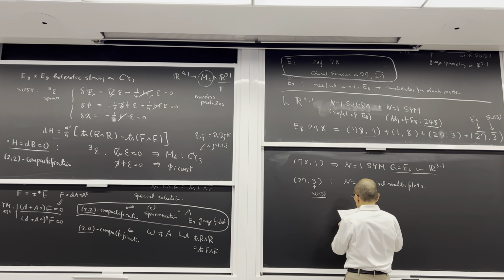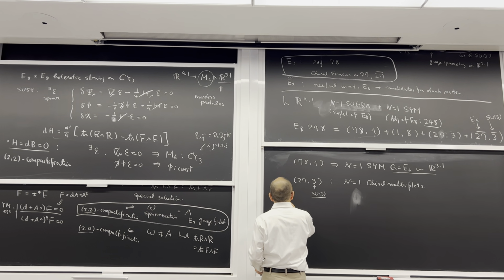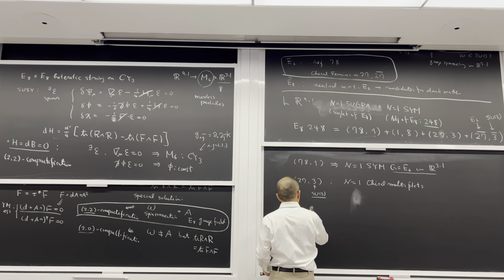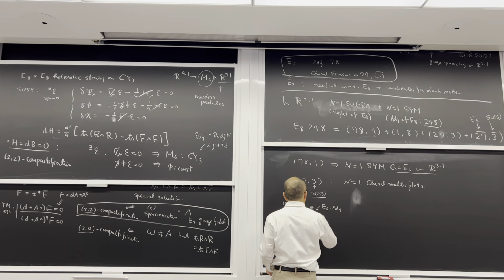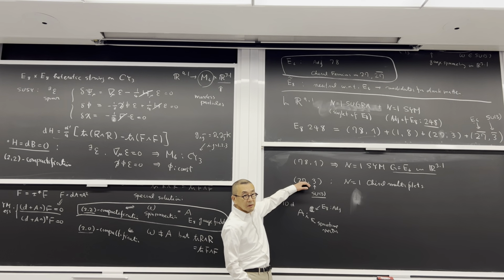so let me write it out. So yes, what you start with is in 10 dimensions. In 10 dimensions, you have gauge field which transforms as E8 adjoint, and then you have a space-time vector. So this was a 10-dimensional gauge field, and it gets decomposed in this way.